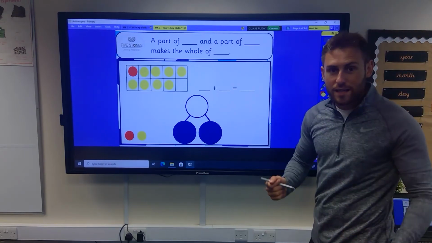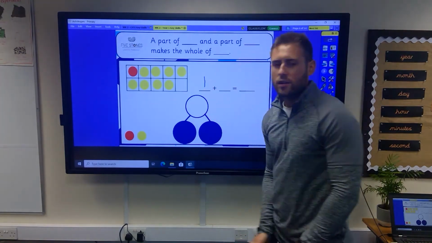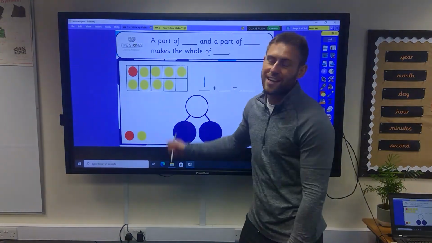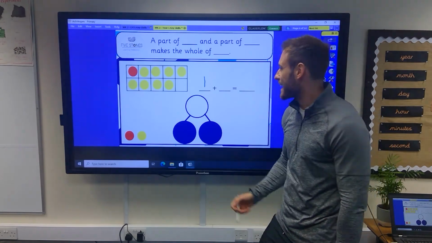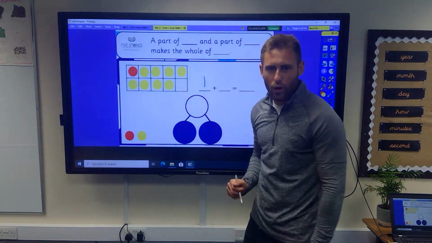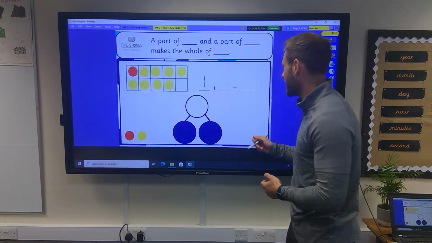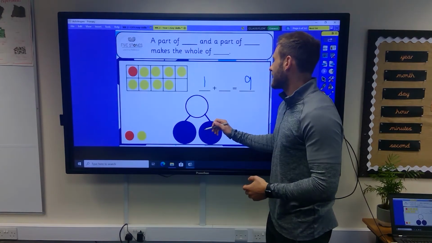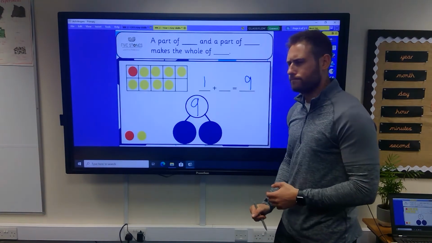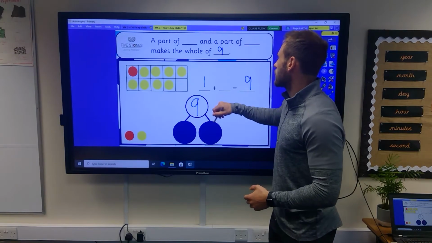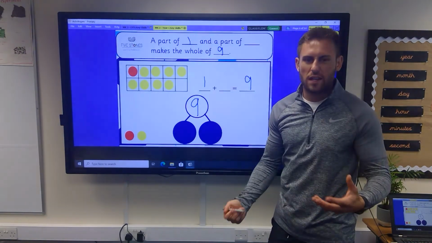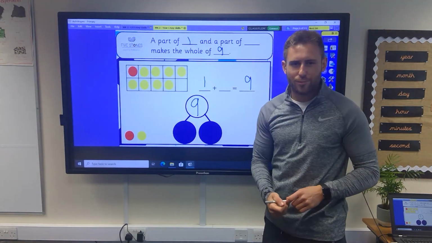The first part should be easy to spot. Yes, a part of 1. Some of you might have already spotted that actually, yes, it is the whole of 9 again. We've got the tens frame, we've got 1 less. We should be spotting that that is a whole of 9. We know that one of the parts is worth 1. What's the other part?